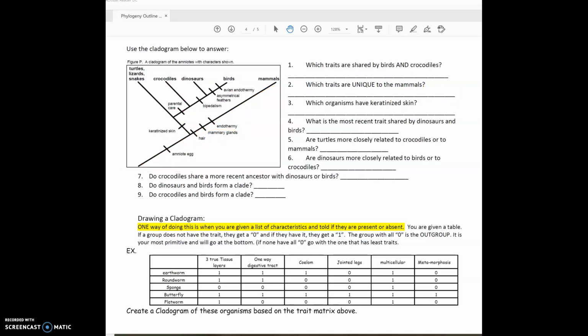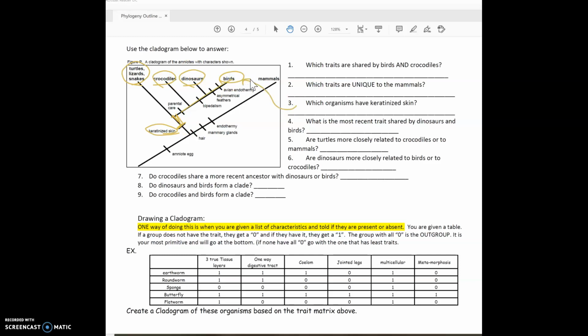All right, our next question, which organisms have keratinized skin? So now we're going to find the trait of keratinized skin. Here is keratinized skin. And then if we look at keratinized skin, everything after this point would have it. So because it's prior to this split. So that would mean, I'm not going to fill in the blank here, it would be the snakes, turtles, lizards, crocodiles, dinosaurs, and birds. Pretty much everything after this point. I'm just going to, in fact, put an arrow.